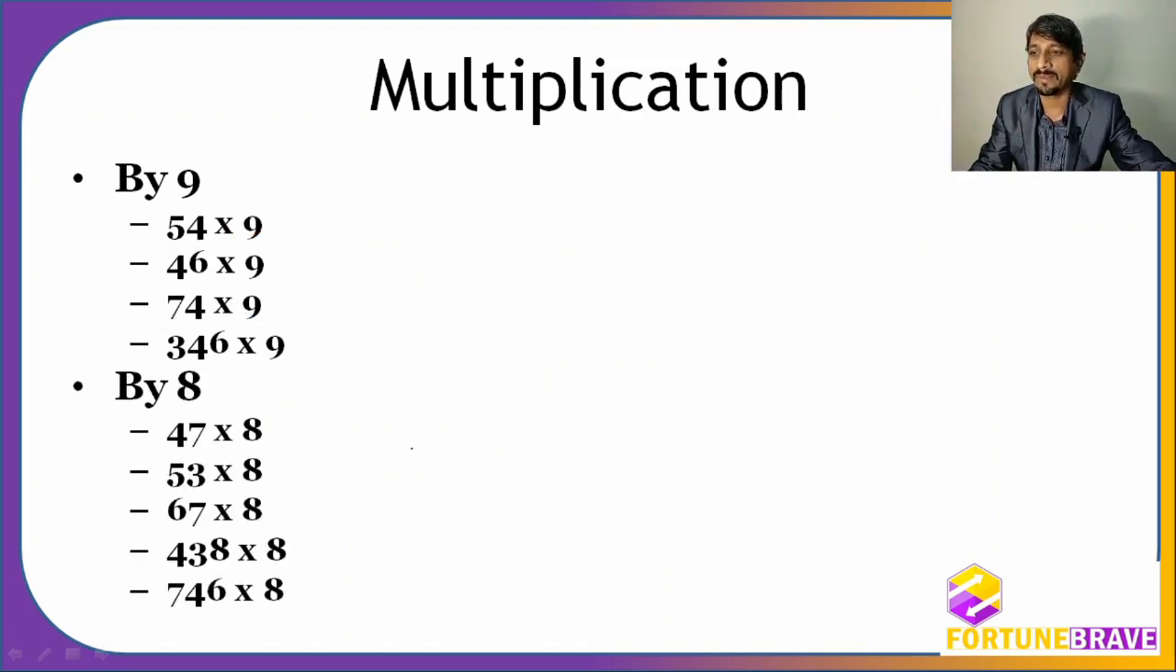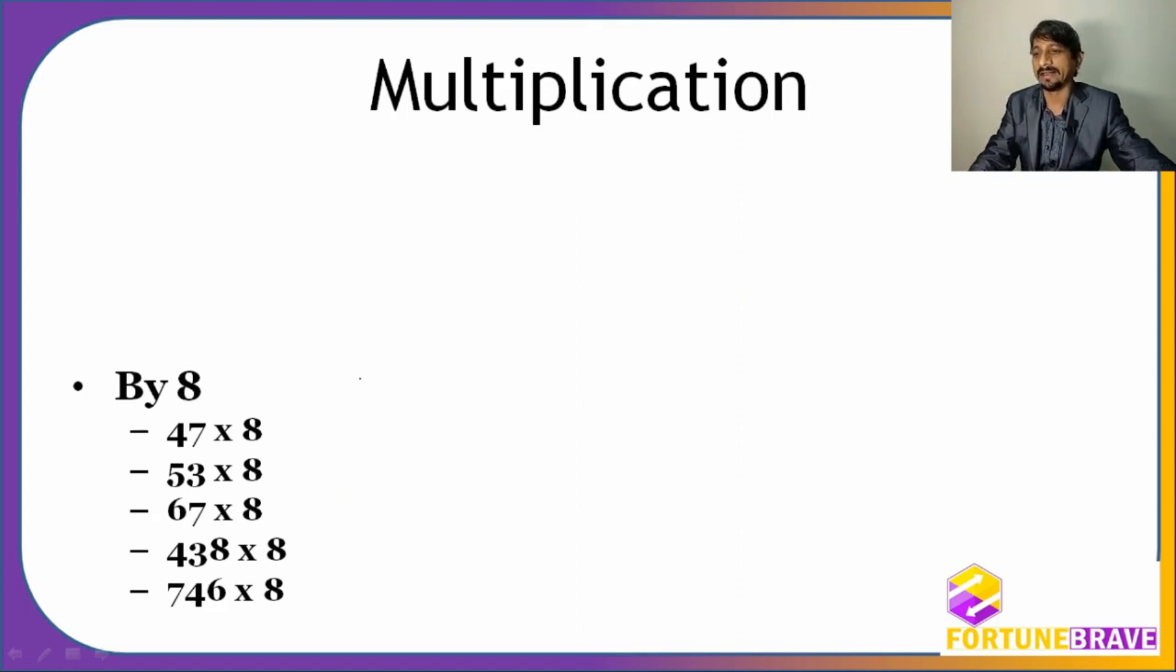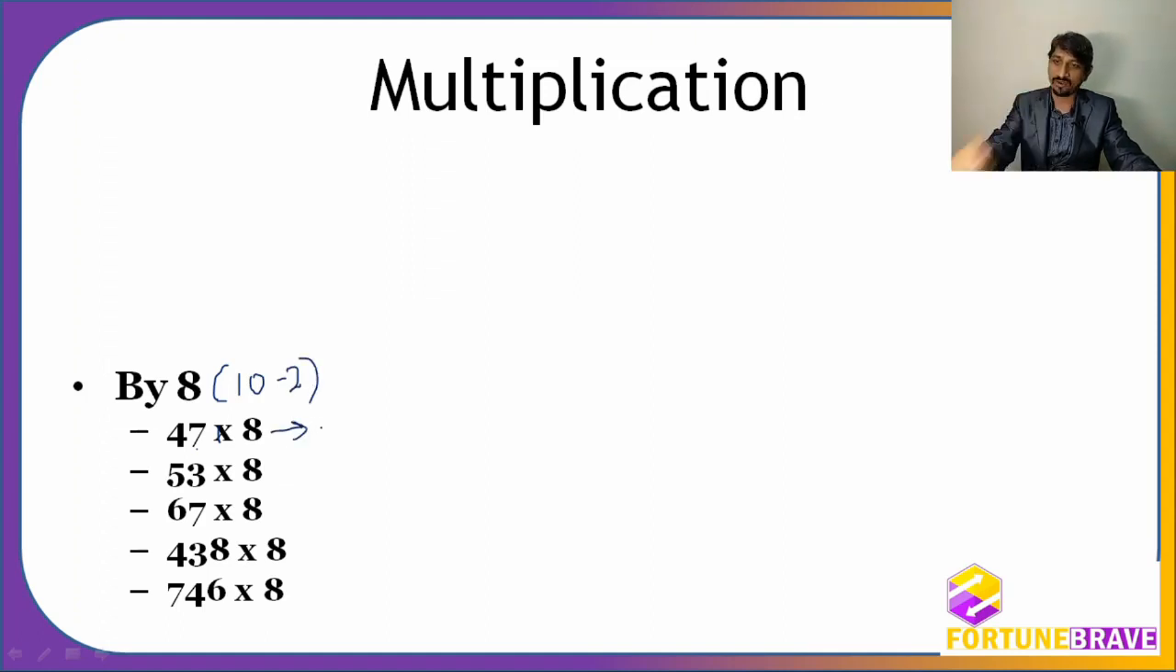So let us go to the next number. The next number is 8. So 8 we are going to calculate. What is 8 then? What we have learned till now? 10 minus 1, so this is 10 minus 2. Just try to guess what I am going to do. It is very easy. 47 into 10 minus 47 into 2. Into 2 means what? This we already know. Into 2 means double the number.